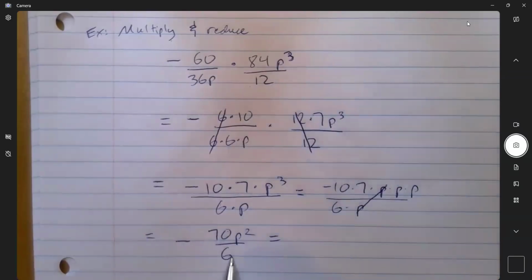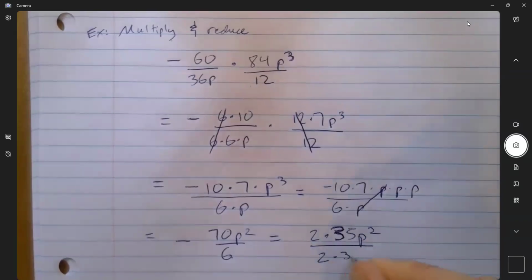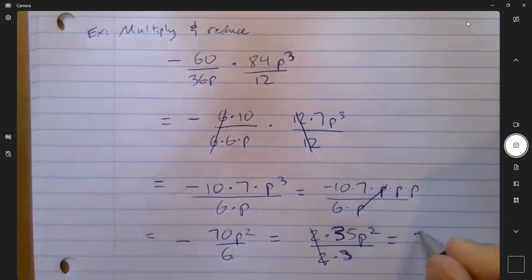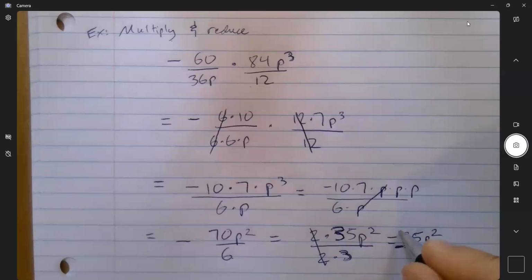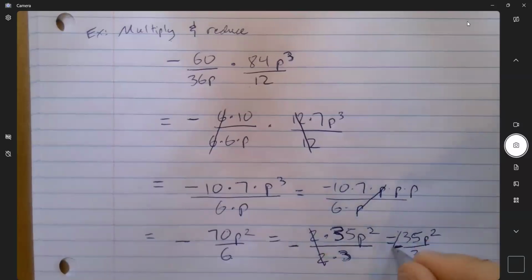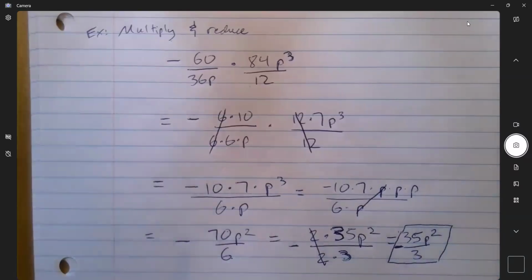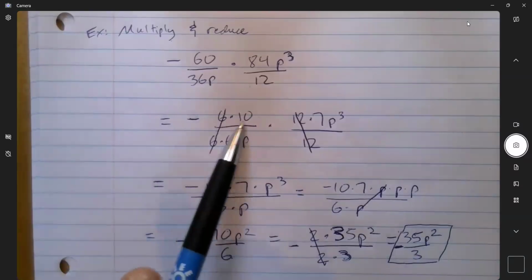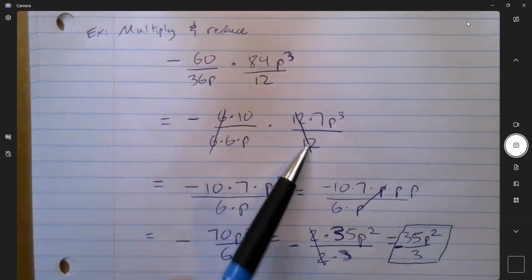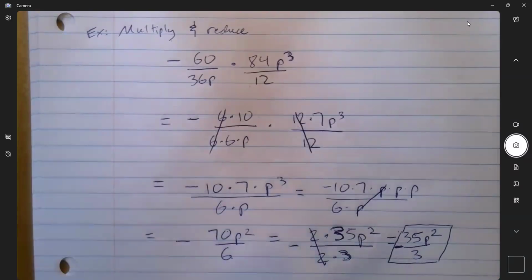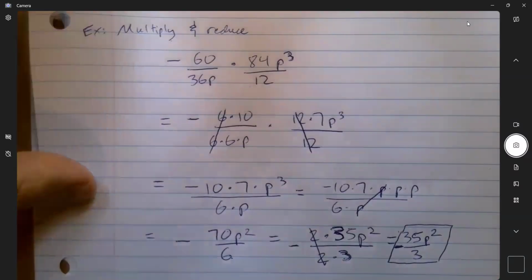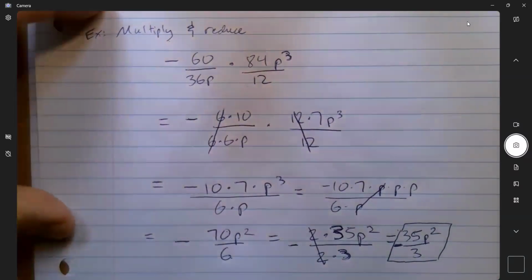And I recognize that 70 and 6 are both even. So that's 2 times 35p squared over 2 times 3. And I get the same answer. There's the negative. Don't forget the negative. I get the same answer as the other way. I didn't split it completely down to the primes because I decided I didn't need to. So this is something you can work toward, but when in doubt, getting it all the way down to the primes will always work.